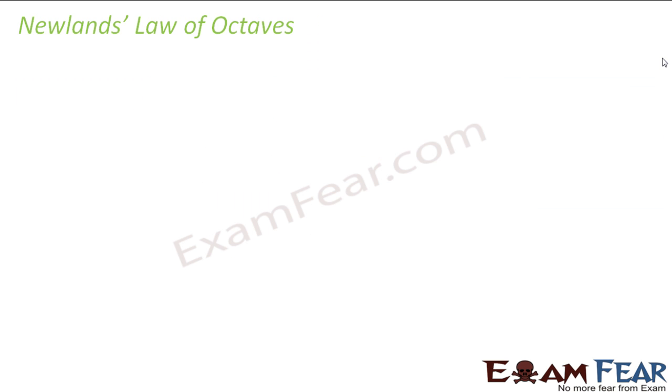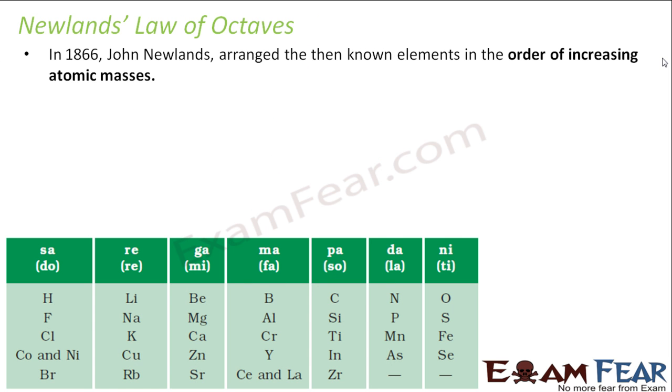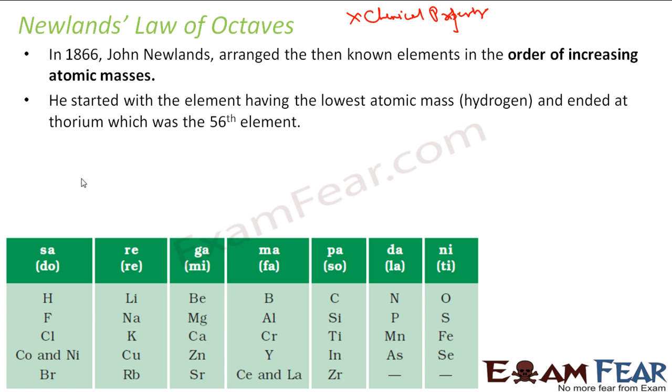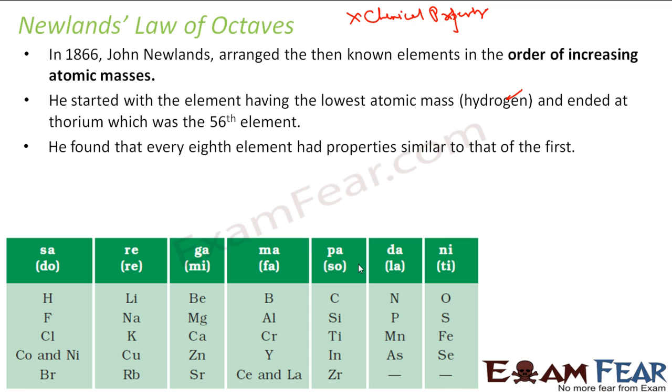Then this guy came, Newlands, and he gave Newlands' law of octaves. What he did was he arranged the elements based on the atomic mass. He was not even bothered about the chemical property. He just arranged based on the atomic mass. For example, hydrogen, lithium, beryllium, boron, carbon, all arranged in the increasing order of atomic mass. He started with hydrogen and ended with thorium, I think the 56th element at that time. And he observed that every 8th element is similar to the first.